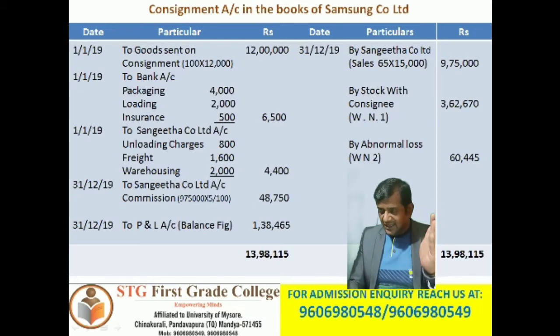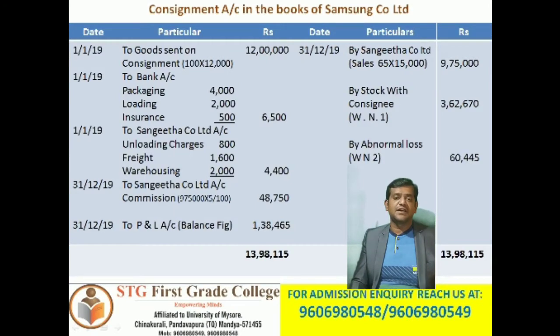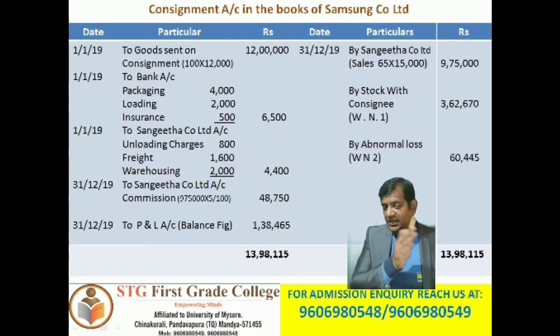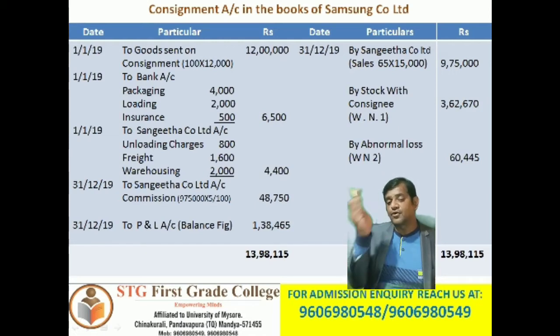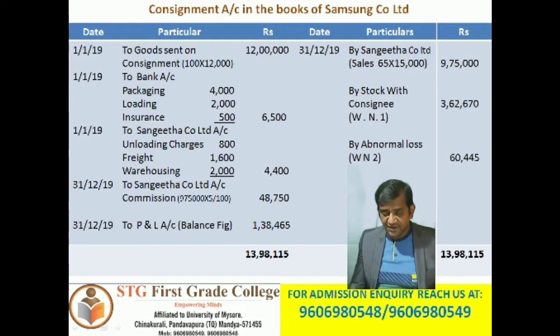So he has incurred an expenditure: packaging 4,000, loading charges 2,000 and insurance 500. So put together I have taken the amount in the inner column. So total it and put it to the outer column, 6,500.